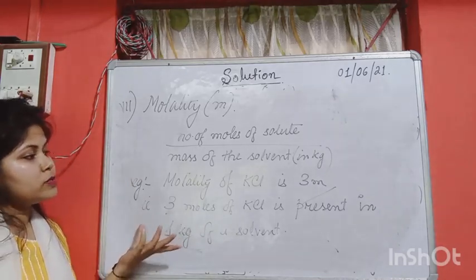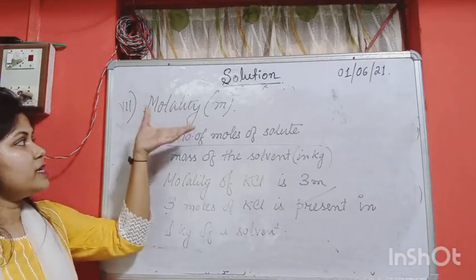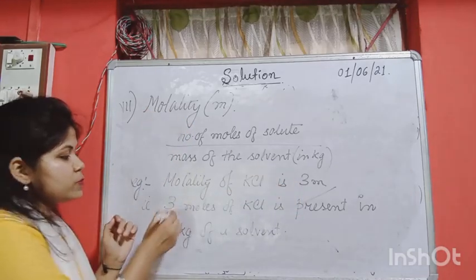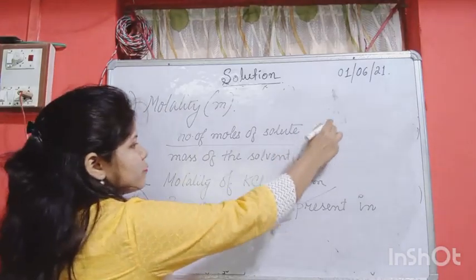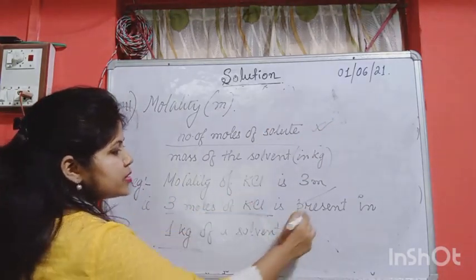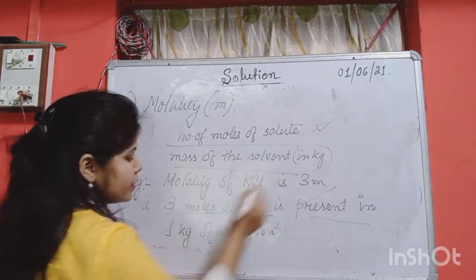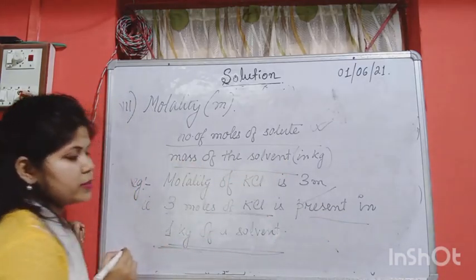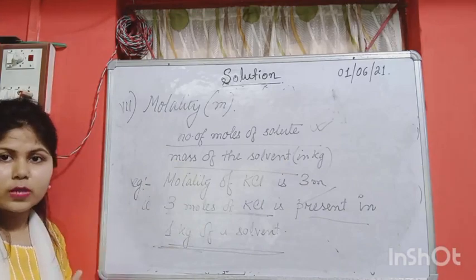So what does this 3m represent? Molality is represented by small m. So this is the formula, the number of moles of solute. That means 3 moles of KCl, the solute, is present in how much mass of the solvent? 1 kg of the solvent, in kg. That's why 1 kg. Okay.